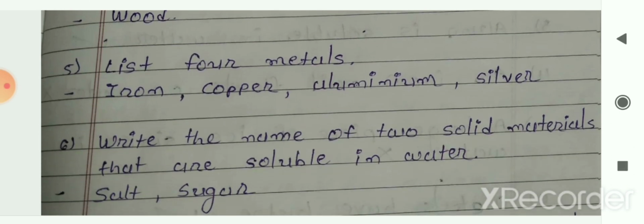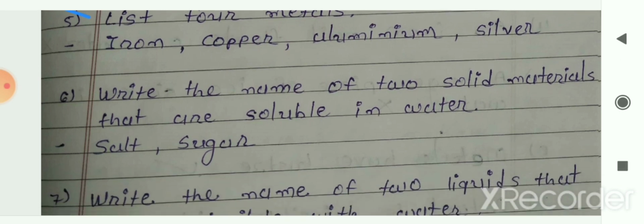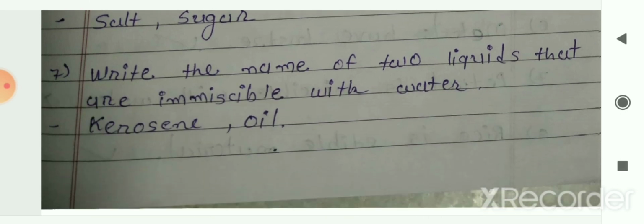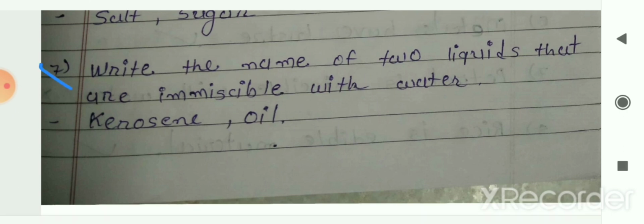Next is, list four metals. So the examples of metals are iron, copper, aluminium, silver. You can write another example also. Next is, write the names of two solid materials that are soluble in water. So salt and sugar, those are the two solid materials which can dissolve in water. So the answer is salt and sugar. Next is, write the names of two liquids that are immiscible with water, or you can say not mixed with water. So the answer is kerosene and oil. These two liquids are immiscible with water.